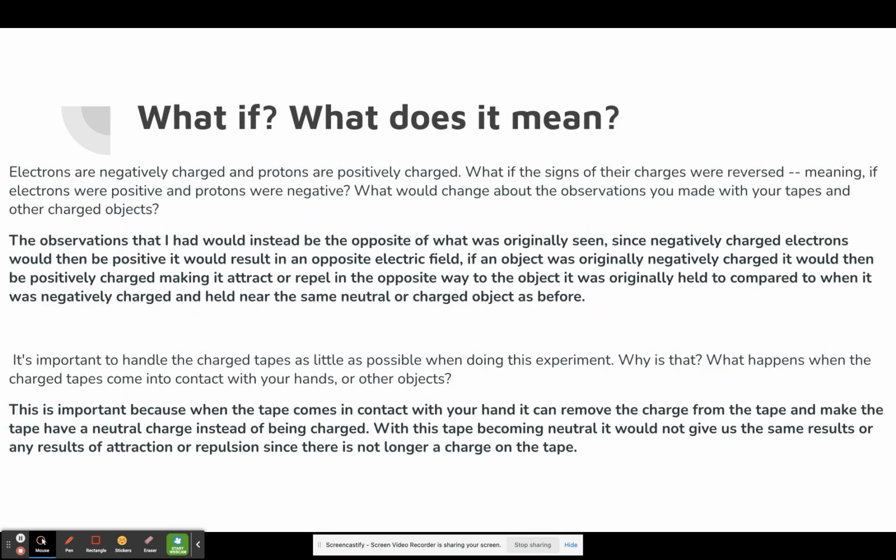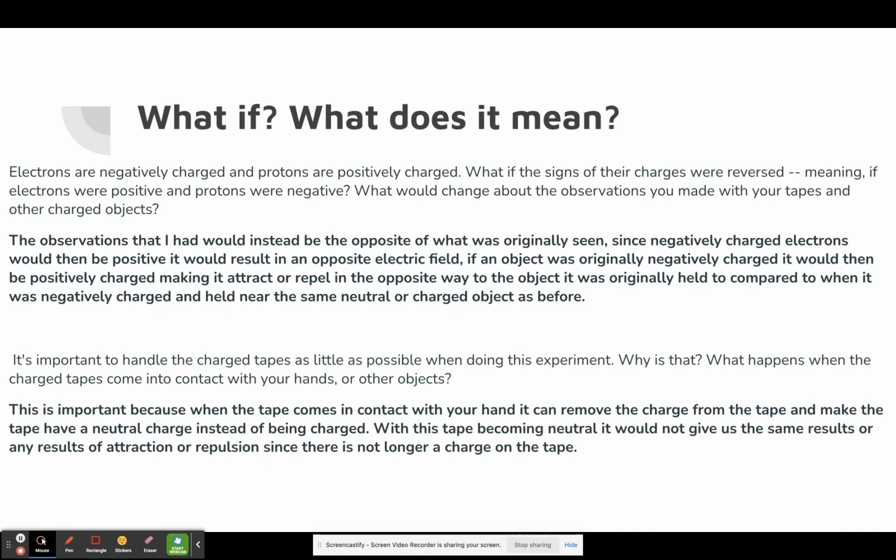So, what if and what does it mean? What if electrons were now positively charged and protons were now negatively charged? I would expect that our observations would be the opposite of what we originally saw. If a U-tape did attract to a neutrally charged or charged object, I would think it would instead repel, and vice versa, since those electron and proton charges have changed.